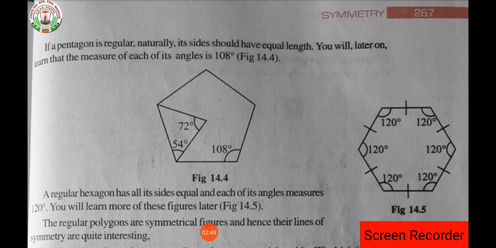And this symmetry chapter is very helpful for your competitive exams. So here, if a pentagon is regular, naturally its sides should have equal length. You will later on learn that the measure of each of its angles is 108 degree. How much degree should we have? 108 degree. So as we know, here we have a pentagon.